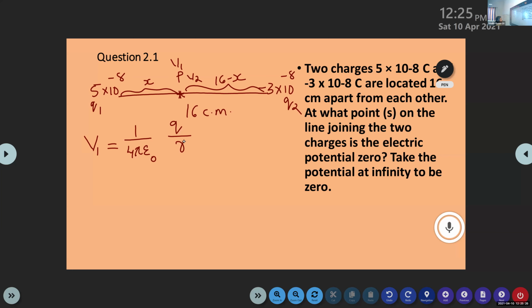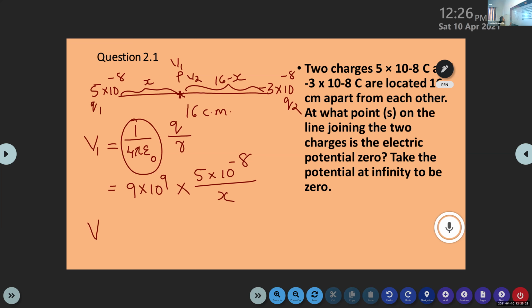Here this charge is 5 into 10 raised to minus 8. And what is the value of 1 by 4 pi epsilon 0? 9 into 10 raised to 9. So 1 by 4 pi epsilon 0 is equal to 9 into 10 raised to 9, into Q. What is charge Q? 5 into 10 raised to minus 8, divided by the distance of separation between these charges, which is X. So V1 is equal to 9 into 10 raised to 9 into 5 into 10 raised to minus 8 divided by X.